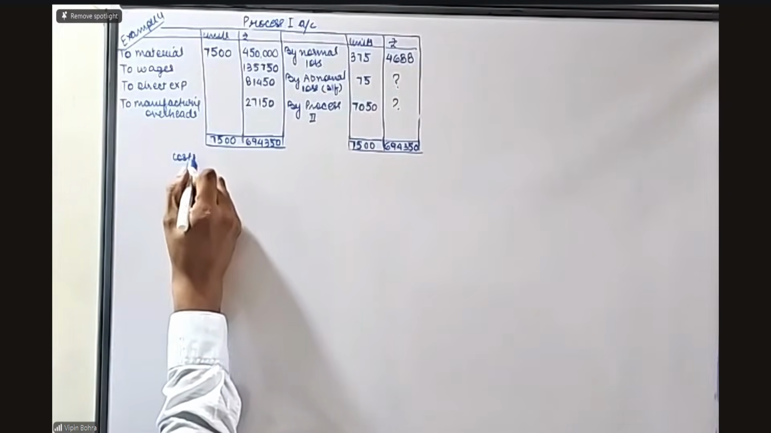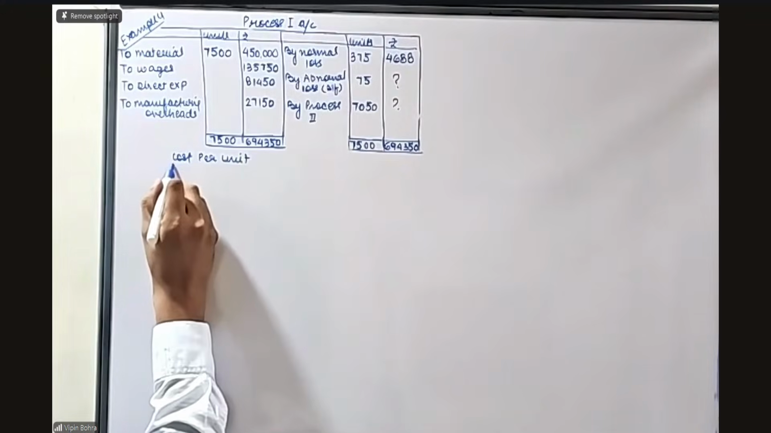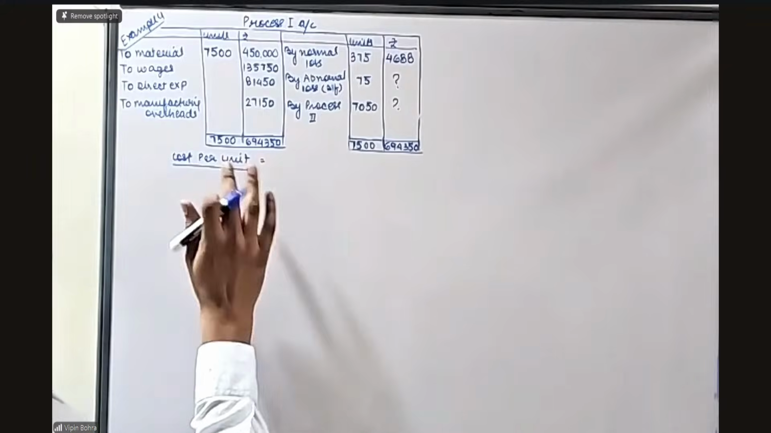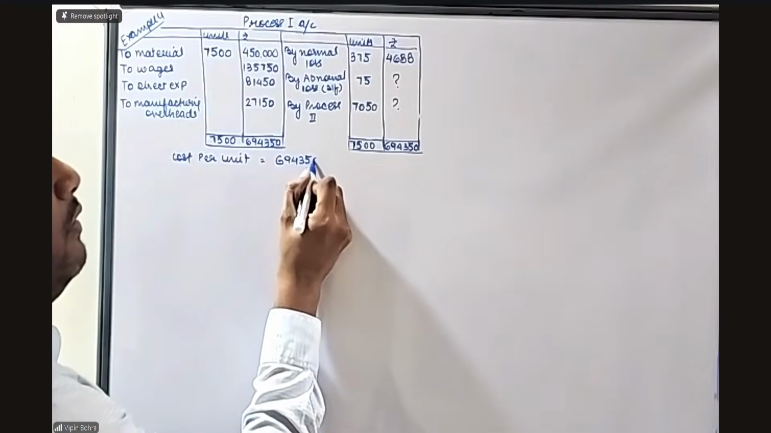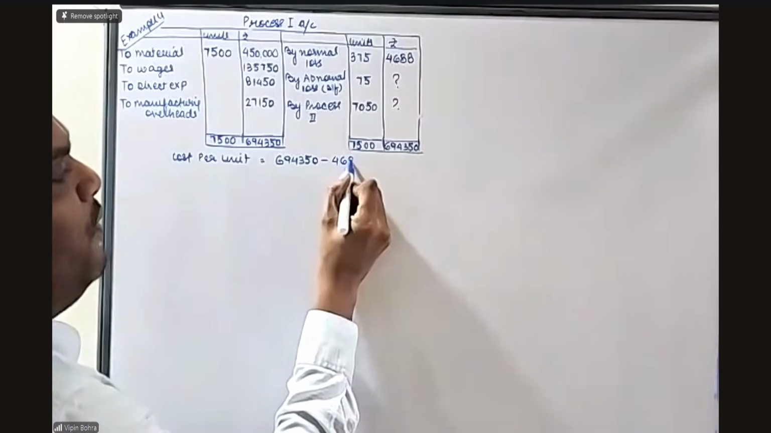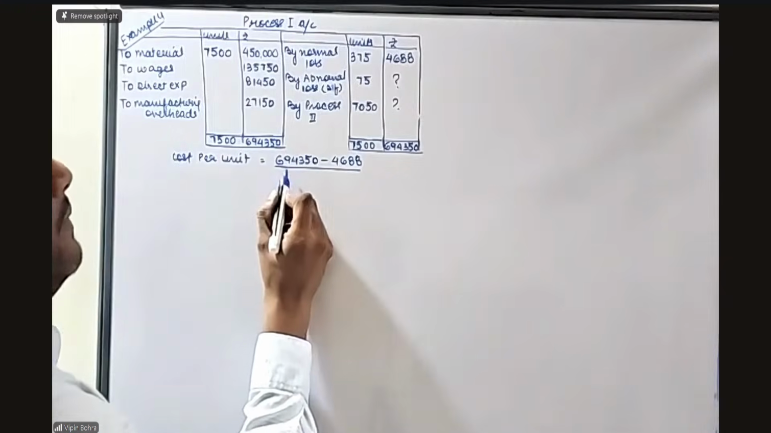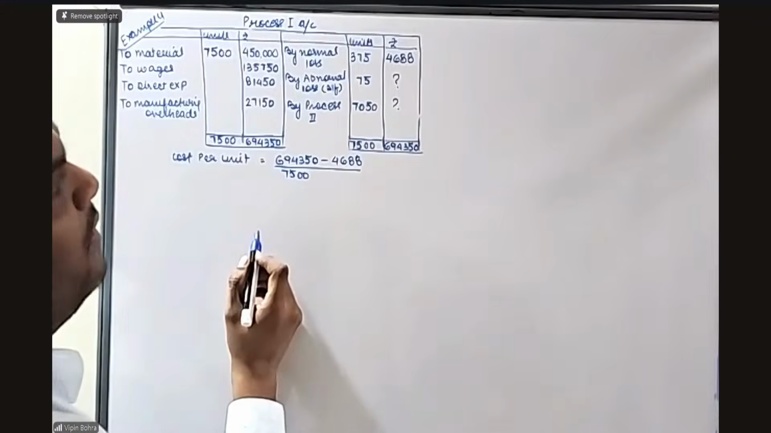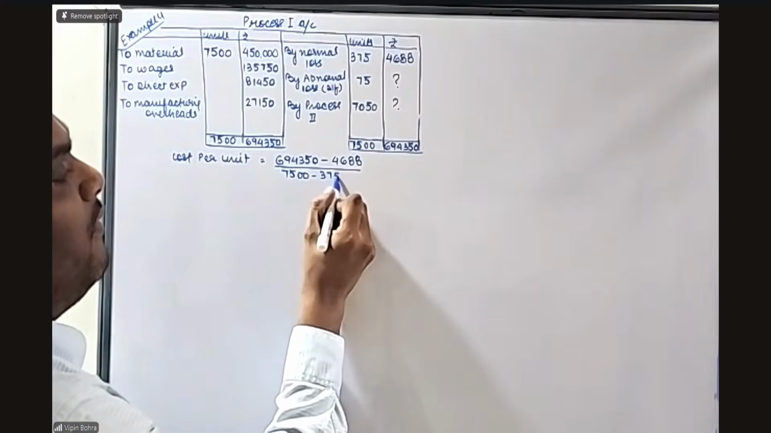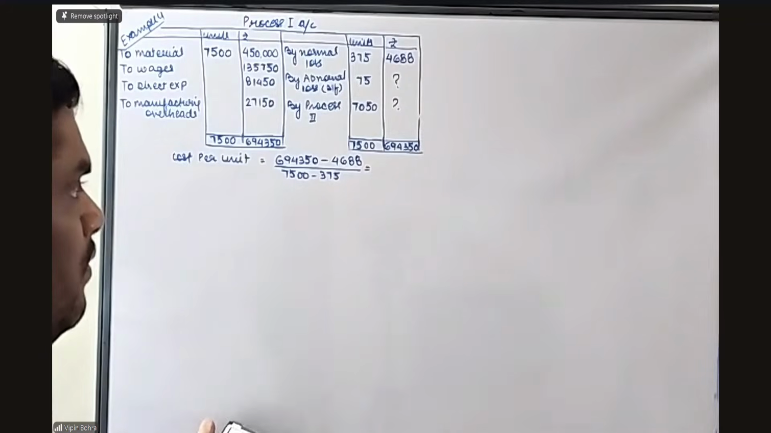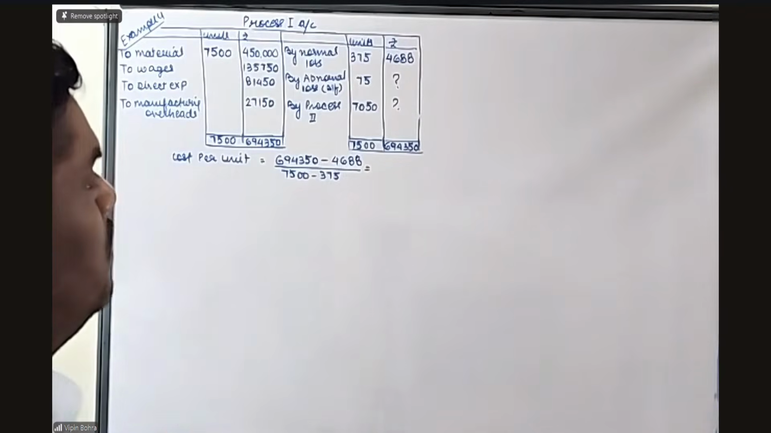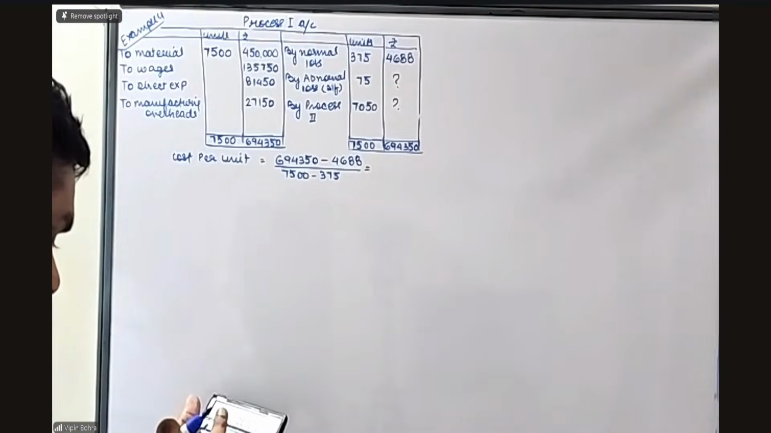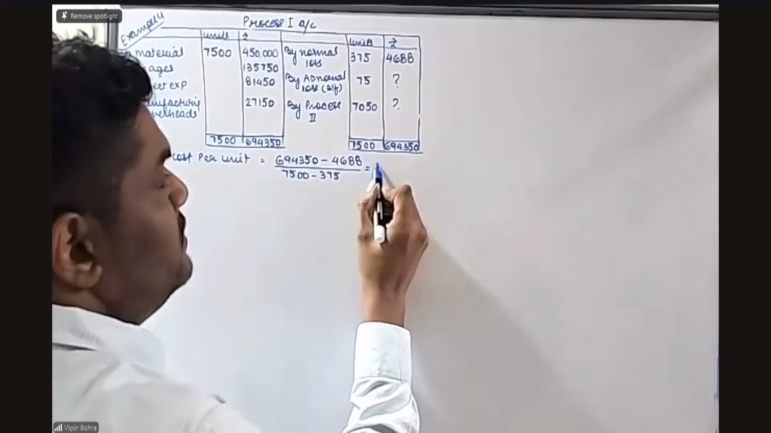So calculation of cost per unit. My total cost 694,350 minus the normal loss that is 4688, divided by my input that is 7,500 minus 375. So this will be 96.